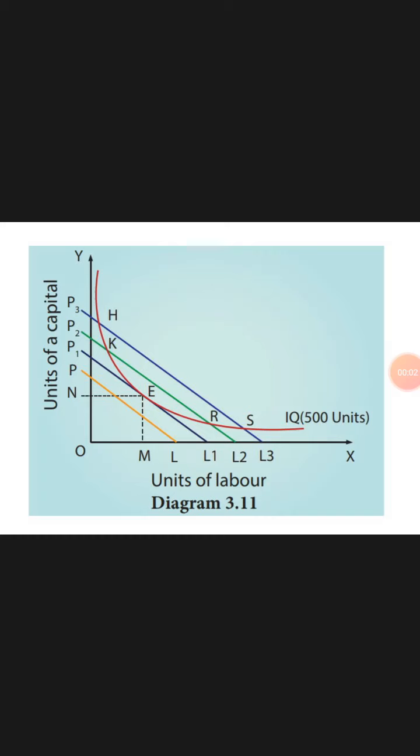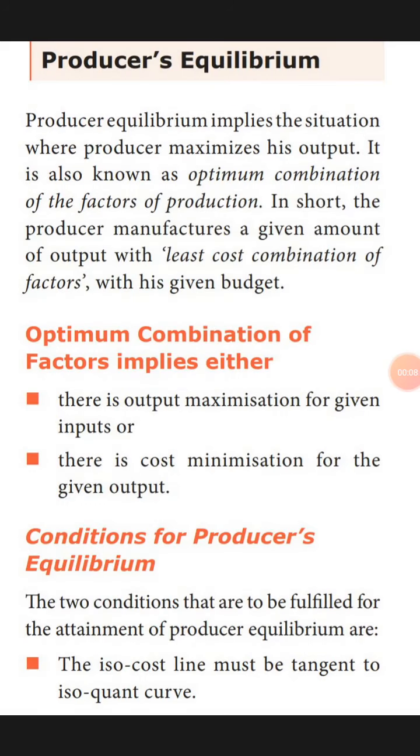We'll continue with the 11th standard economics, third lesson. Next topic is producer equilibrium. So this producer equilibrium means a maximum of output using the lesser cost of production. That means using lesser cost, how much more profit can I get? That's what the producer equilibrium is.